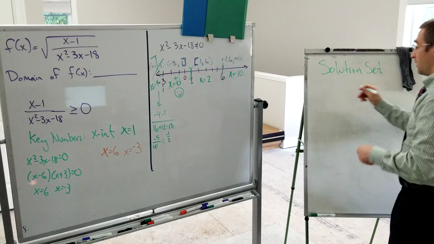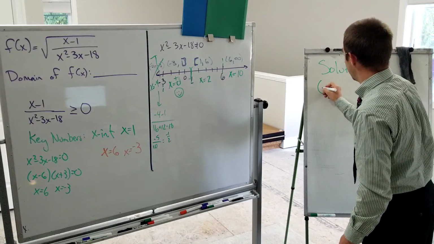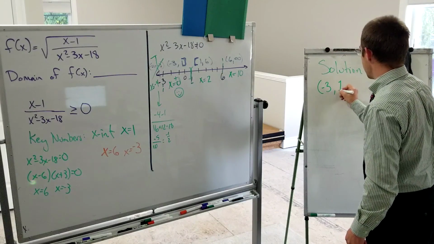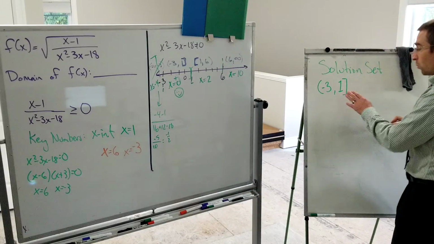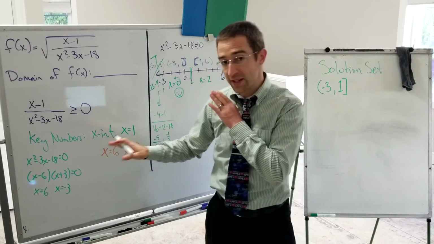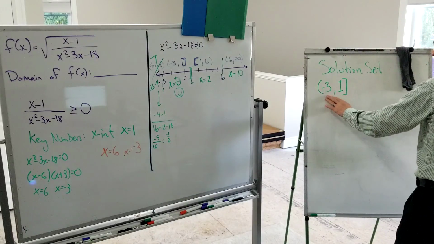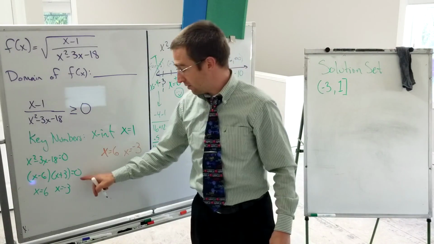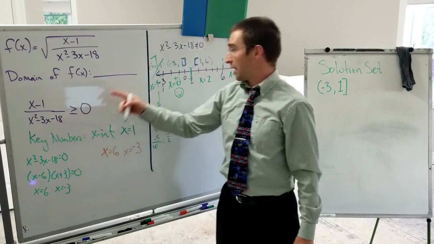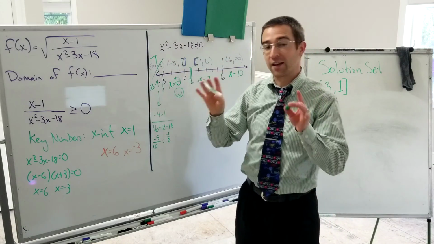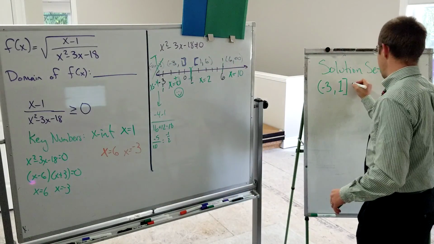So our solution set includes this interval from negative 3 to positive 1. We're including the 1 because the 1 is an x-intercept. We are excluding the negative 3 because that makes the denominator equal 0 and the denominator cannot equal 0. All right, let's see. Maybe there's going to be some other ones.